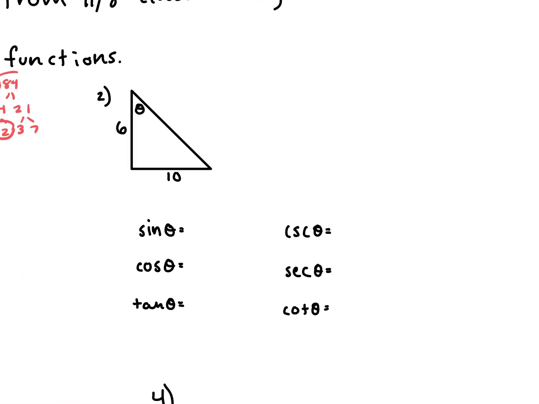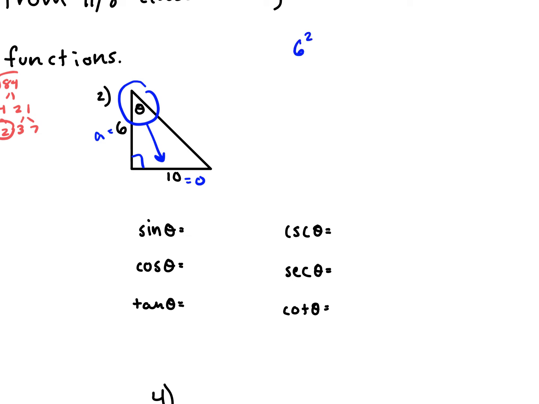So number 2 is a little bit different because theta is not in the same exact spot; theta is up here. So it just changes which one is opposite and which one is adjacent. Opposite is always opposite of theta. So 10 is our opposite, and what does that make 6? Adjacent. And how do we find our hypotenuse?